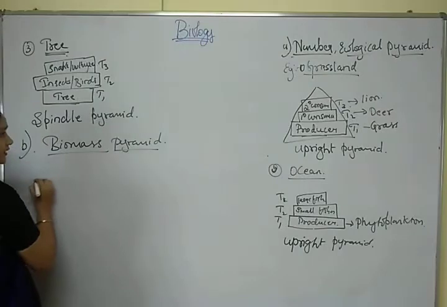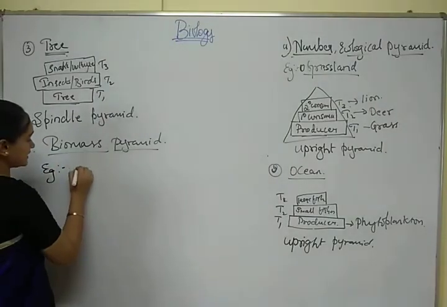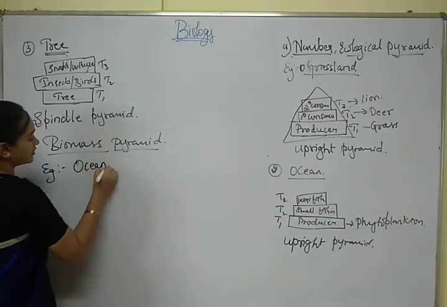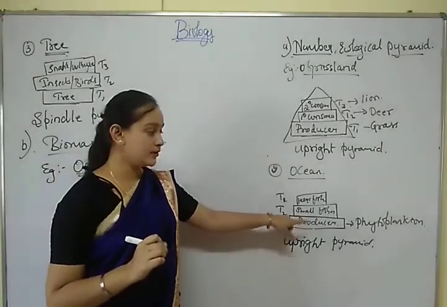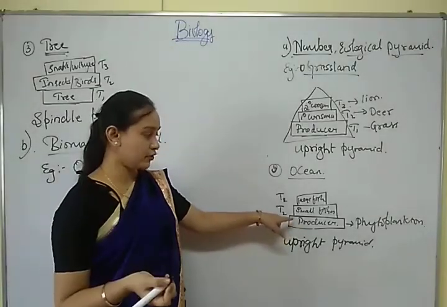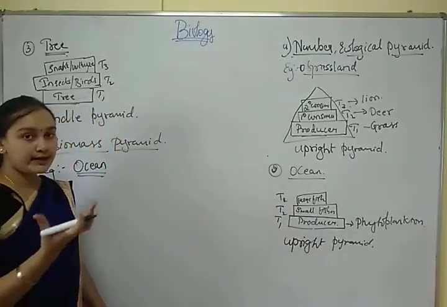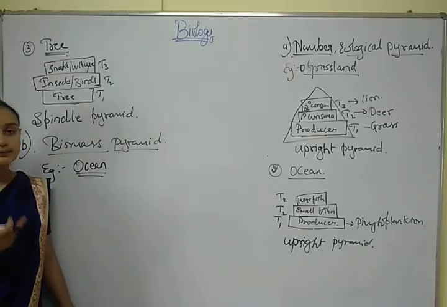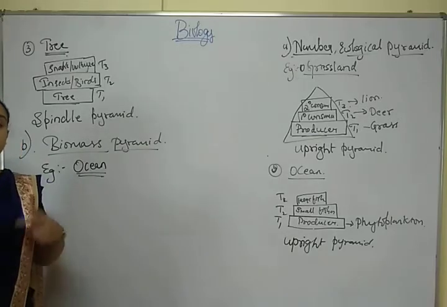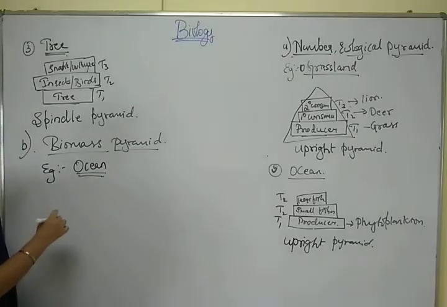Here we should take the example of a grassland, or the example of an ocean. In the ocean the producers are phytoplanktons, followed by small fishes and large fishes, but now we are looking at weight. Phytoplanktons are microscopic, so though they are billions in number, the weight will remain less over here.